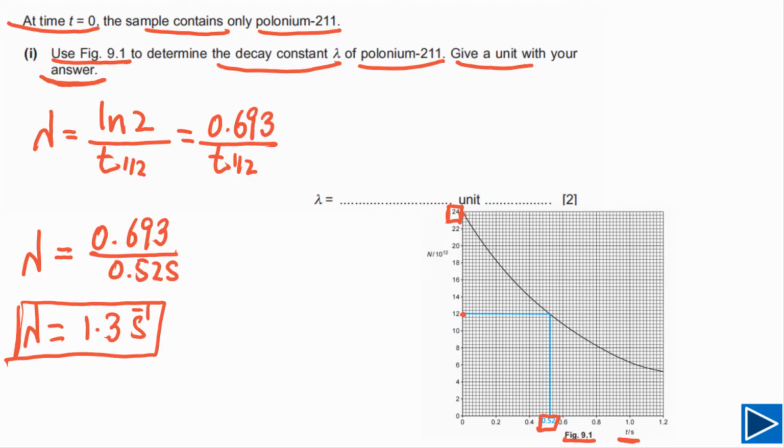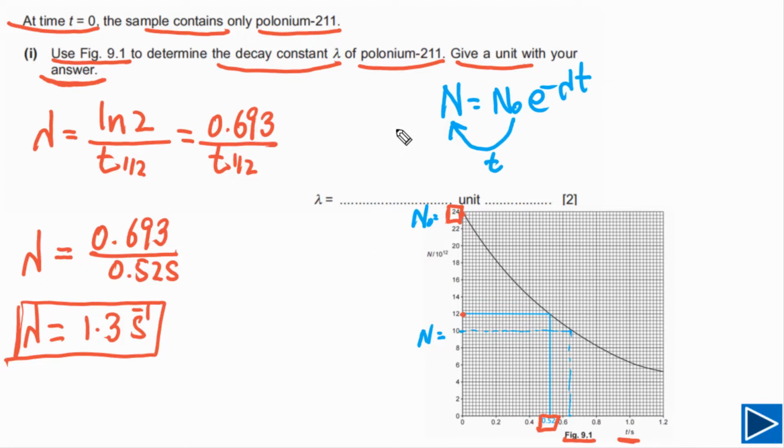Let me explain a different method to answer the same question. If you want to use a different formula, you can use N is equal to N naught e to the power of negative lambda t, where t is the time taken for N naught to become N. For example, in this case, we have N naught equal to 24, and you want to use N equal to 10. So you can take the value of t from here, and you can use this formula to calculate the value of lambda.